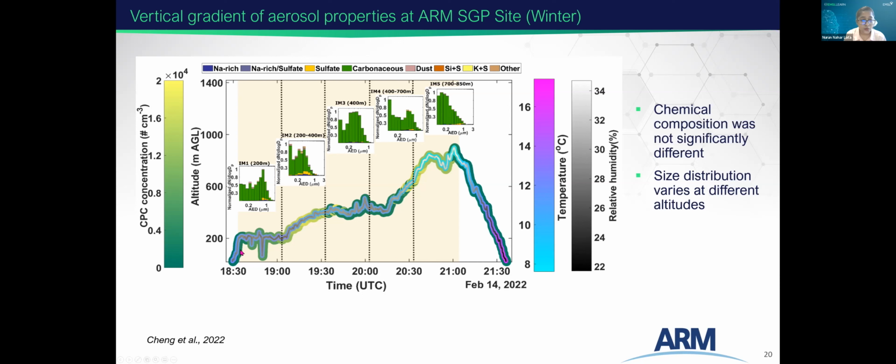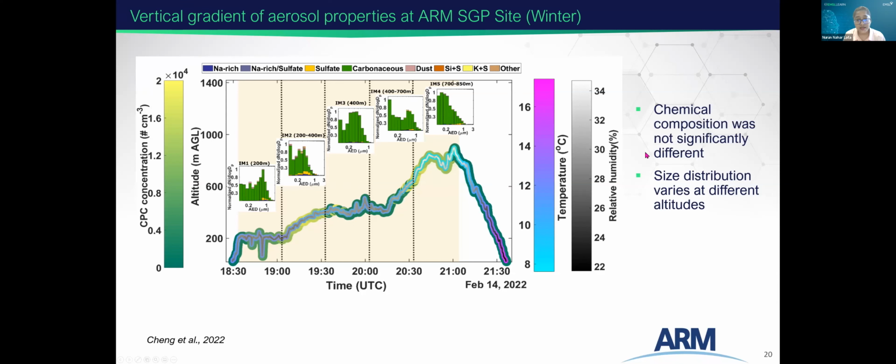And here, if we look at the flight pattern, we can see a gradient of the concentration, temperature, and relative humidity. At lower altitude, we can see comparatively low concentration, and it varies from altitude to altitude. For relative humidity, we can see comparatively high relative humidity at high altitude. And temperature is also varying with altitude.